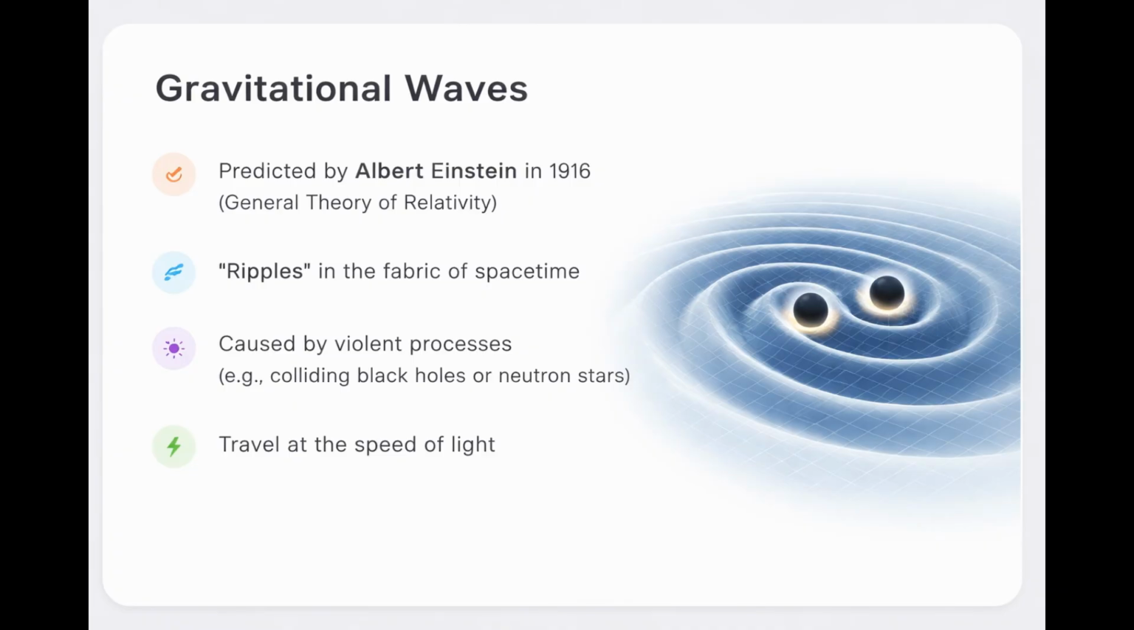Predicted by Albert Einstein in 1916 as part of his general theory of relativity, these are literal ripples in the fabric of spacetime. When incredibly massive objects, like black holes or neutron stars, accelerate or collide, they distort space around them. These distortions radiate outward at the speed of light, carrying information about their violent origins.